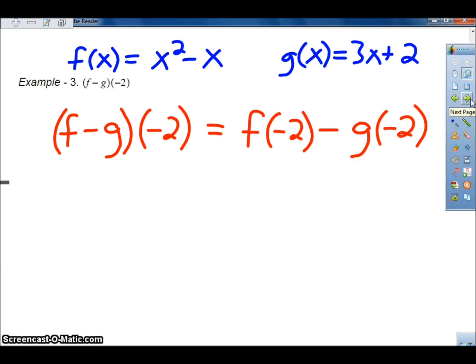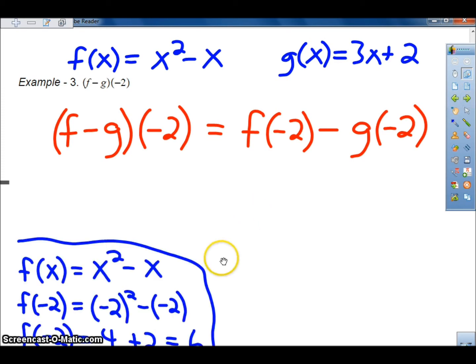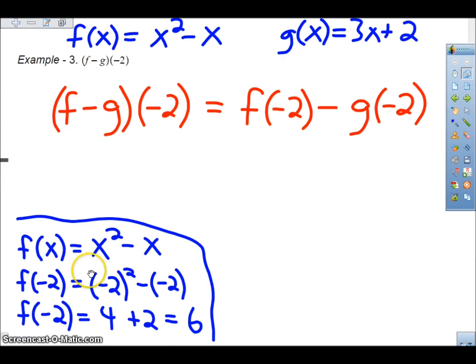So again, we'll go through the same process we did last time. First, we need to find f of negative 2. How do we find that? We take the function f of x. We replace x with negative 2. Be careful simplifying this, because we're having a negative value here. Negative 2 squared gives me positive 4. And then minus negative 2 gives me positive 2. So we get 4 plus 2, which gives me 6.